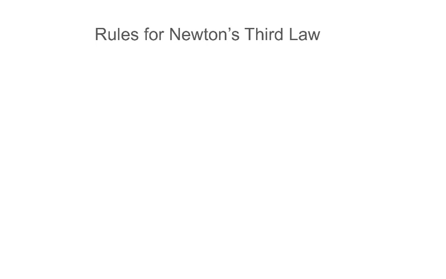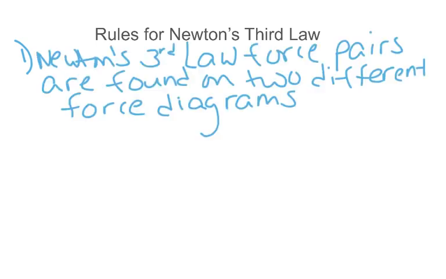Like I said, all forces are interactions between two objects. So the rules for Newton's third law are these. Your first rule is that Newton's third law force pairs are found on two different free body diagrams. Every force has a feeler and a dealer. One force will come from the force diagram for the feeler in one situation, and it will come from the dealer's free body diagram in the other situation.